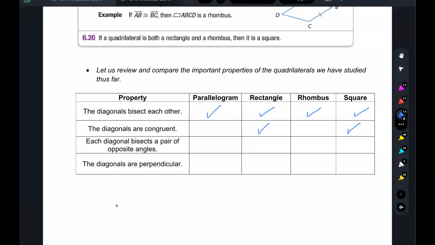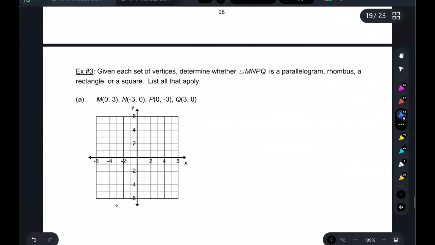Each diagonal bisects a pair of opposite angles. That's one we just did today. That's a rhombus and square. And then diagonals are perpendicular: rhombus and square. That's the other one we did today. Make sense? Okay.